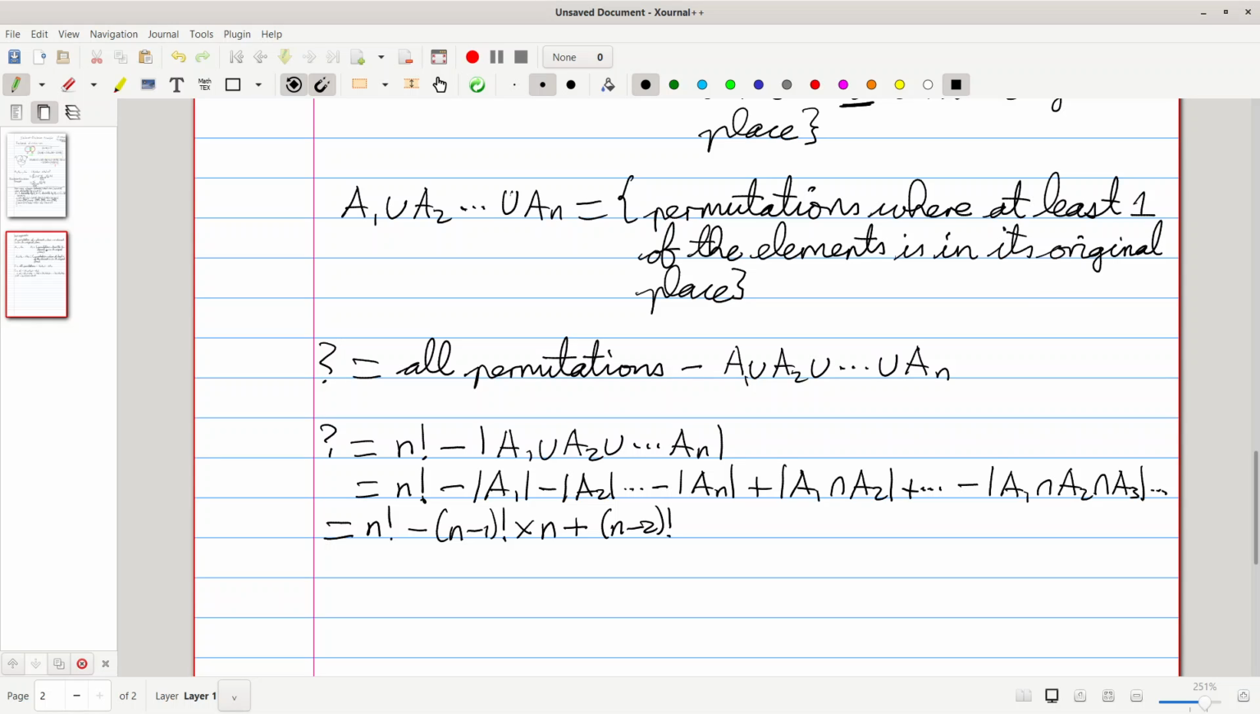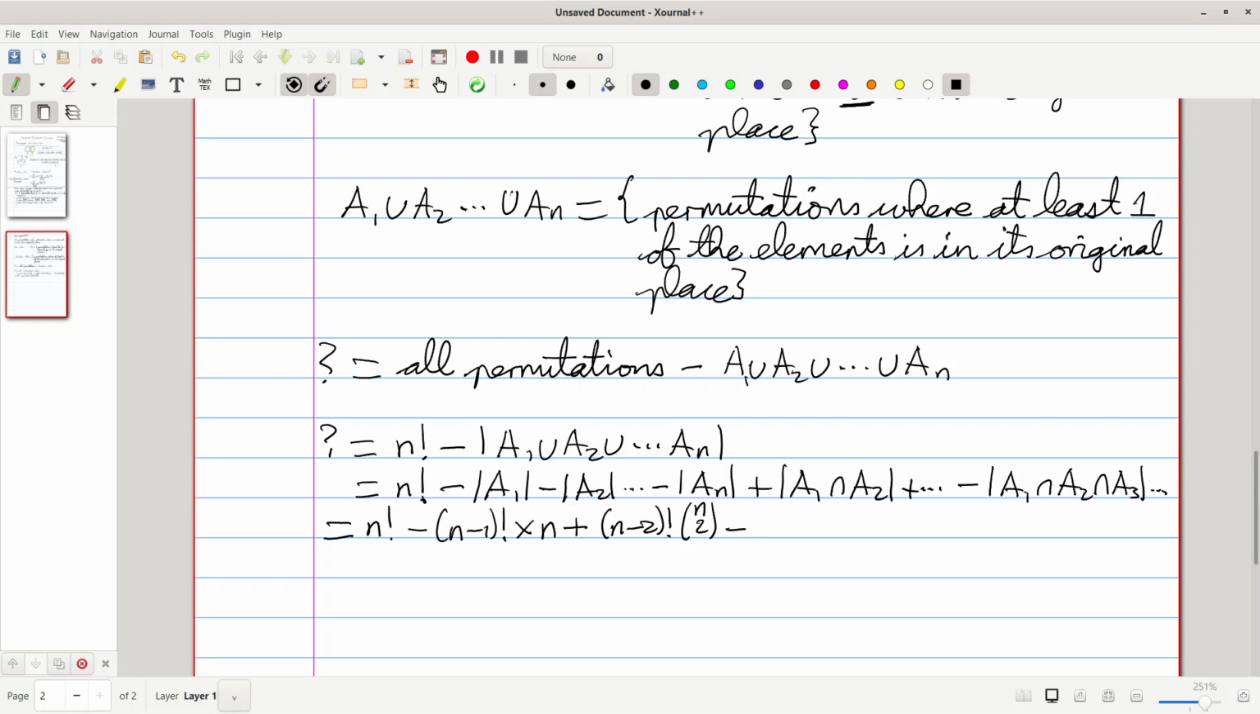And this n minus 2 factorial is the same for any two pairs. So if it's A1 and A4, I want element 1 and element 4 to stay where they are, and the rest of them can permute any way they want to. So each of these individual terms is the same, n minus 2 factorial. So the question is, how many terms do we have? Well, how many pairs of 2 elements are there from n elements? Well, that's n choose 2. And of course, you know the formula for n choose 2 in terms of factorials.